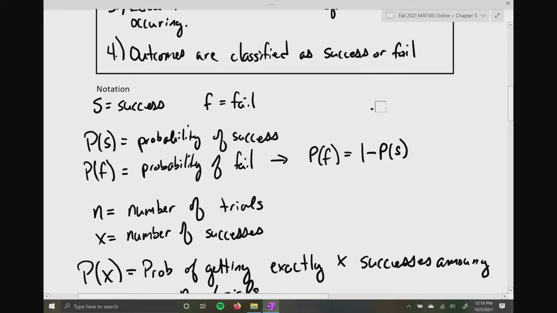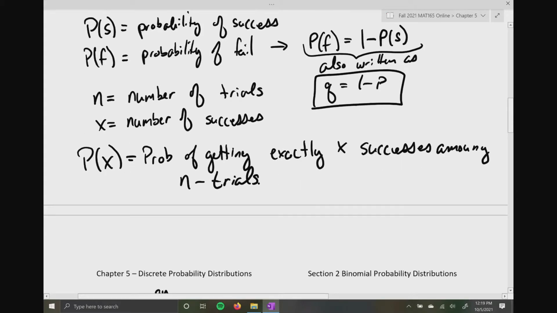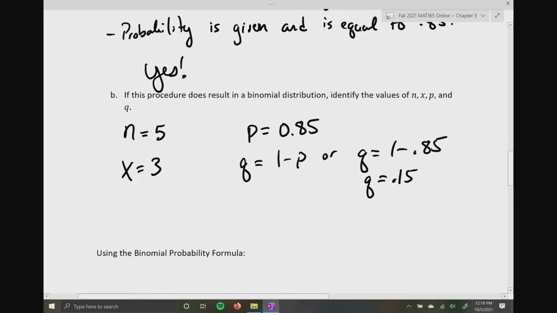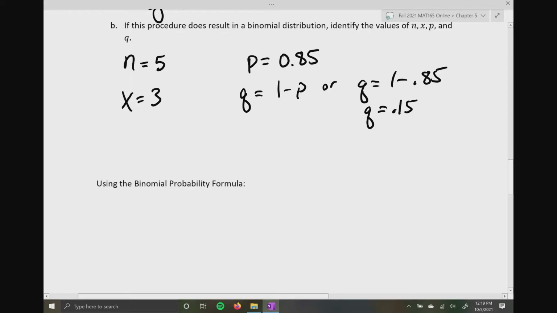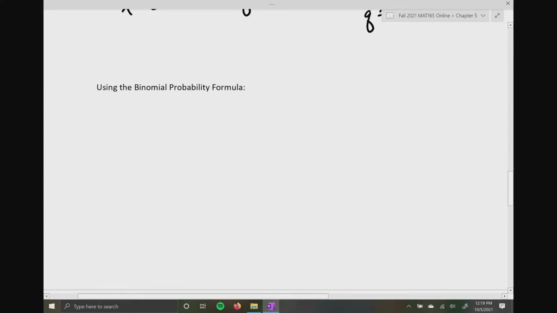Actually, I'll just write it right here. Also written as Q equals 1 minus P. Okay? So now that we have that defined, all right, perfect. So using the binomial probability formula, I'm going to give us the formula, and then I'm going to show you how to use it.